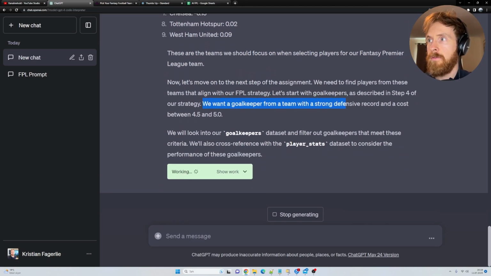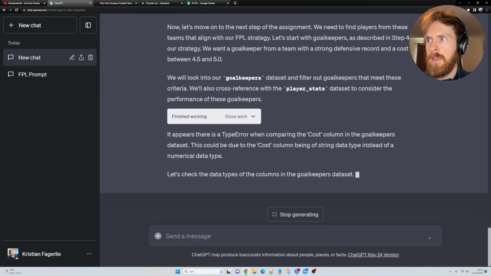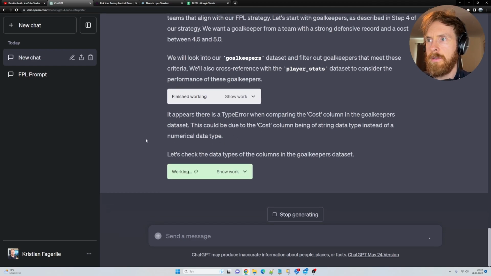We want a goalkeeper from a strong defensive record between 4.5. Okay. So that is basically the only directive we give it because we want a set and forget goalkeeper for the first 3 game weeks. So is there any choices between those teams? So it's going to look for a goalkeeper that meets those criteria. Okay. Shouldn't be any errors there.